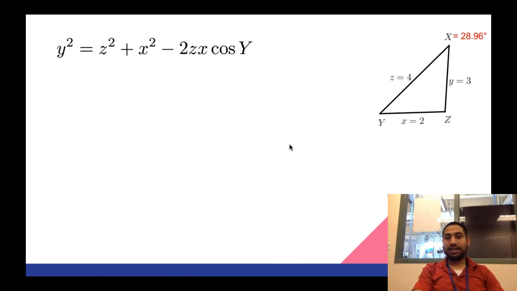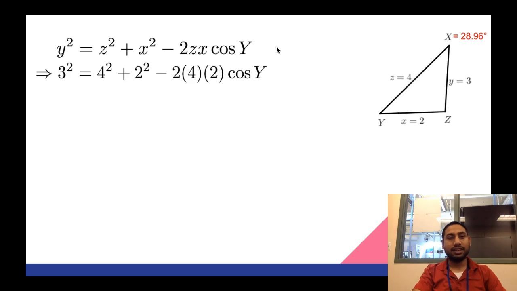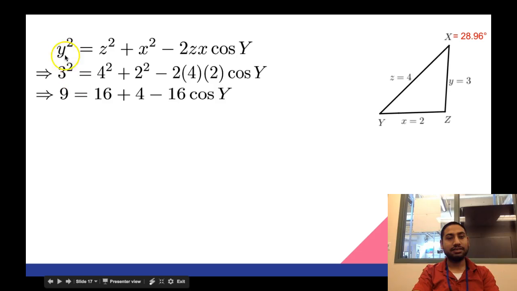Next, we're going to solve for another angle, y. So just like before, y squared equals z squared plus x squared minus 2zx cosine of y. This is the equation that we're going to use. Plug in the values. Do some simplification. So 3 squared is 9, 4 squared is 16, 2 squared is 4, and 2 times 4 times 2 is 16. Add 16 and 4 to get 20.